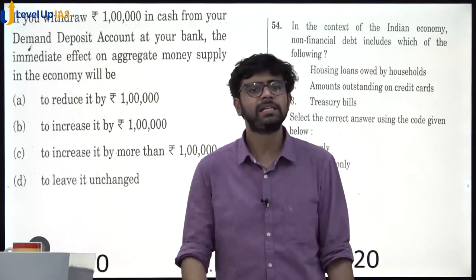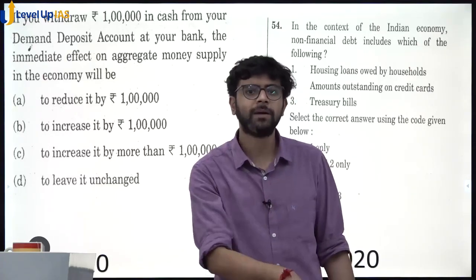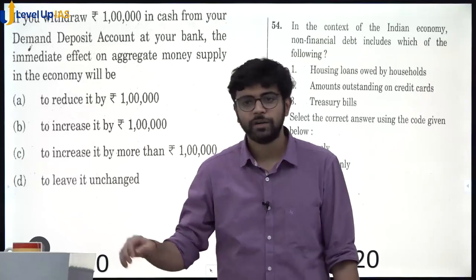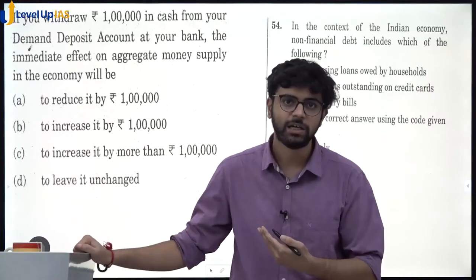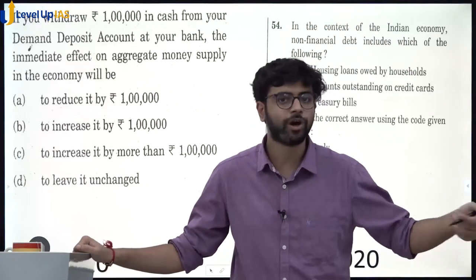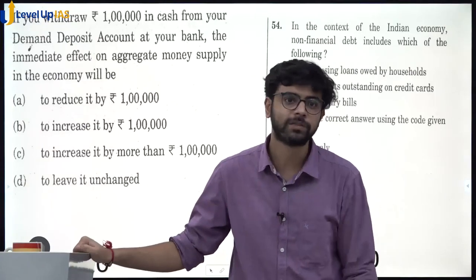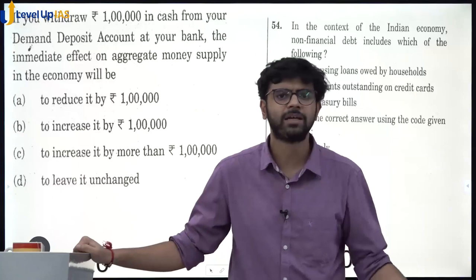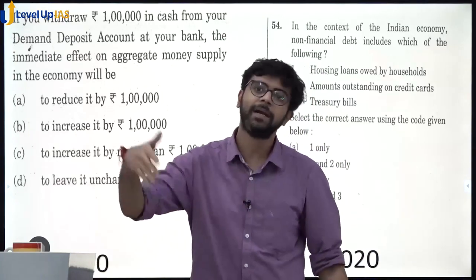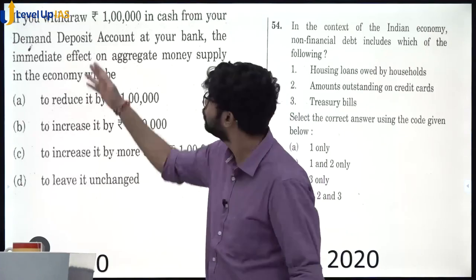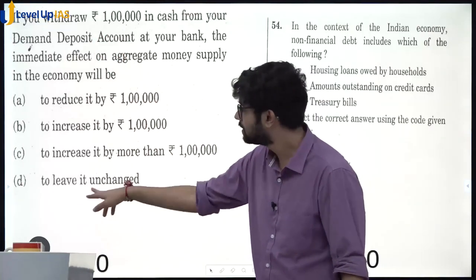Nothing. It is like withdrawing from your ATM account. See, we do this every day. Yes or no? We withdraw money from our accounts every day. You put your card in the ATM, take out 1000 rupees. What is happening to the money supply? Nothing. What you do with the money determines what will happen, but that is in the medium to long term, not in the short term. Immediately, definitely not. Immediately it is unchanged.